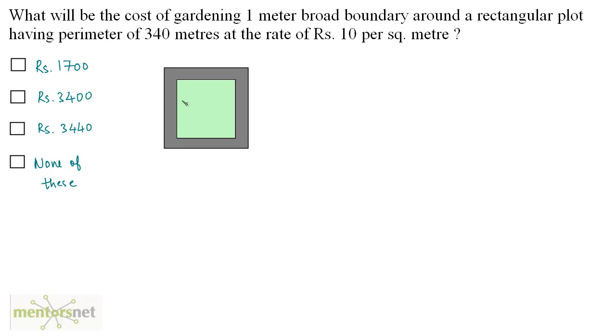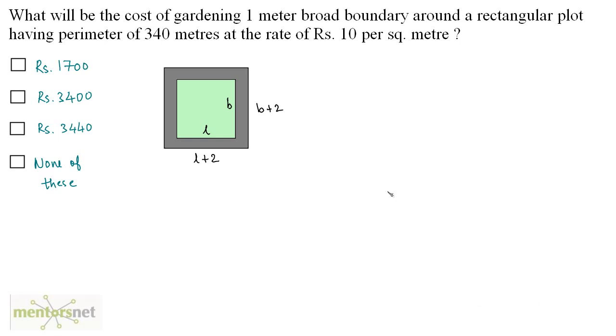So assume that this green rectangle, that is the inner rectangle, is the garden, and there is a boundary of 1 meter around it. Let us consider the length of this inner green rectangle be L and the breadth be B. Right? Now what will be the length of the outer rectangle? Well, 1 meter extra on the right hand side and 1 meter extra on the left hand side. So basically the length of the outer rectangle will be L plus 2, and in the same way the breadth will be B plus 2.